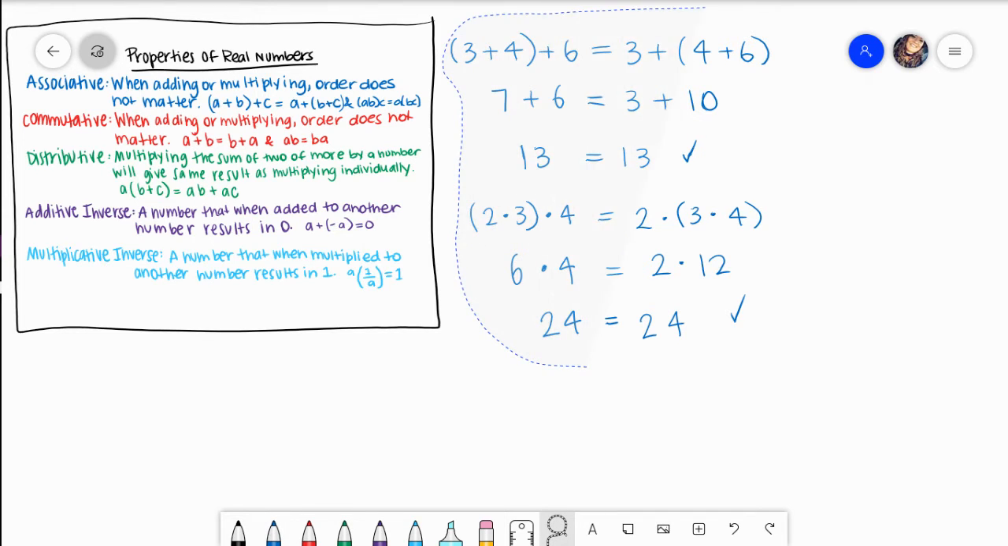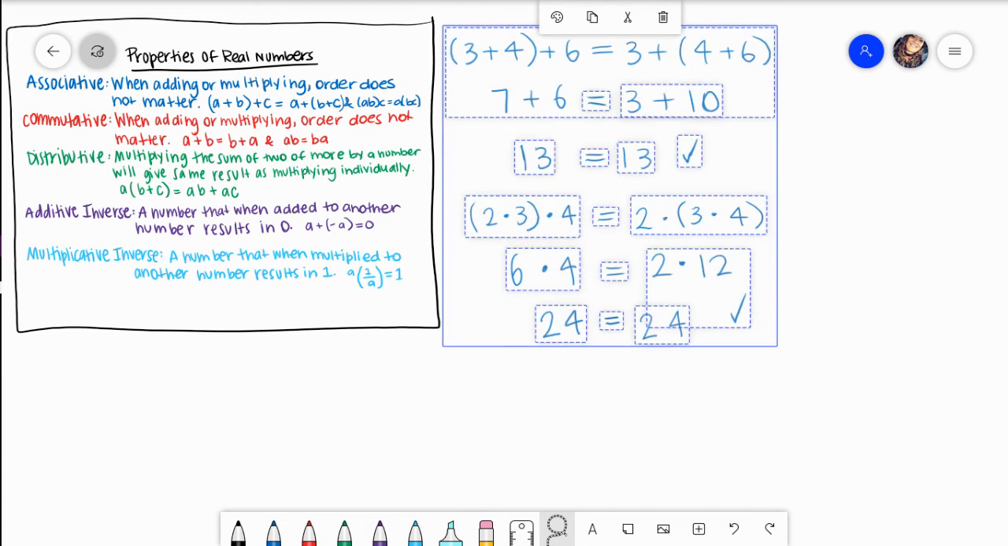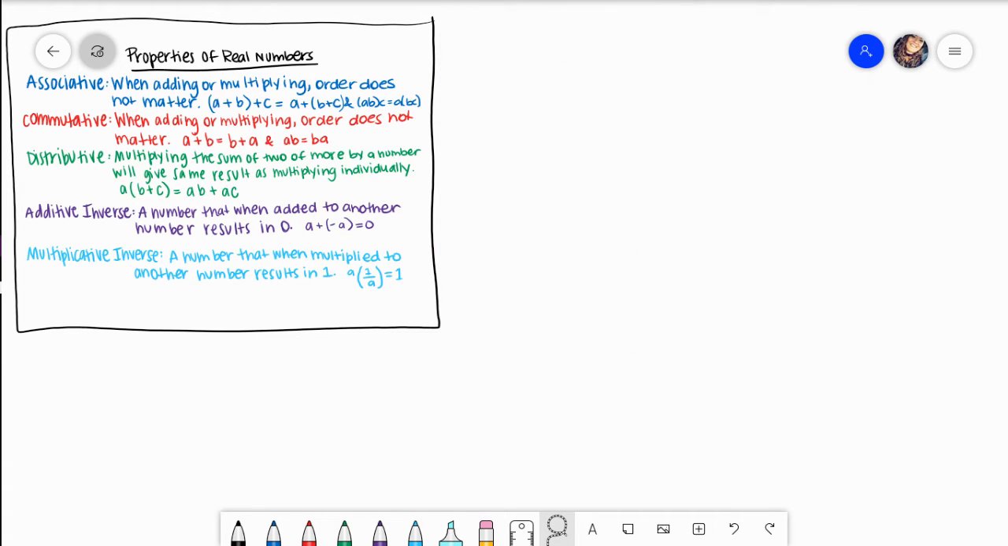Let's delete that and switch to red and look at the commutative. Okay, so I think it's easier for me to say commutative. The commutative property states that when adding or multiplying, order does not matter. So you kind of notice a trend here that it's specifically when you're multiplying or whenever you're adding. So it applies here as well for the commutative rule.